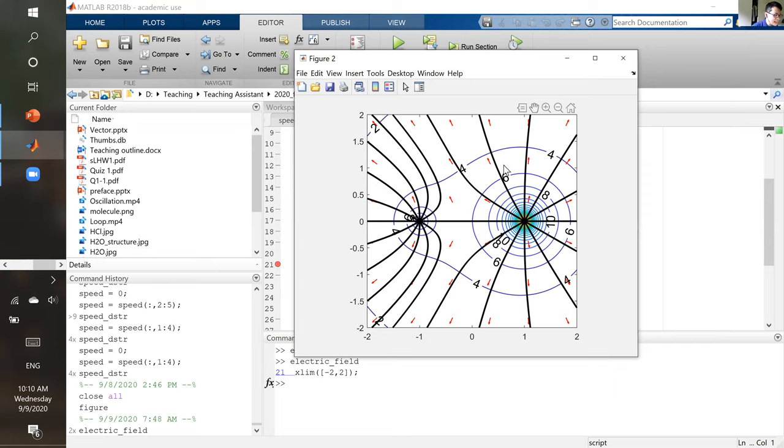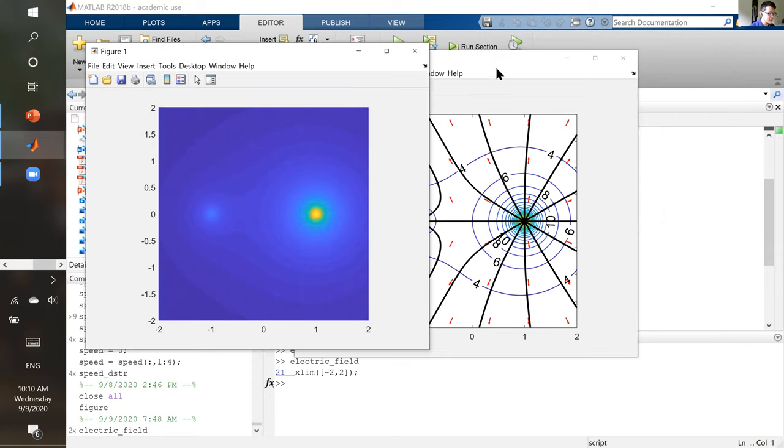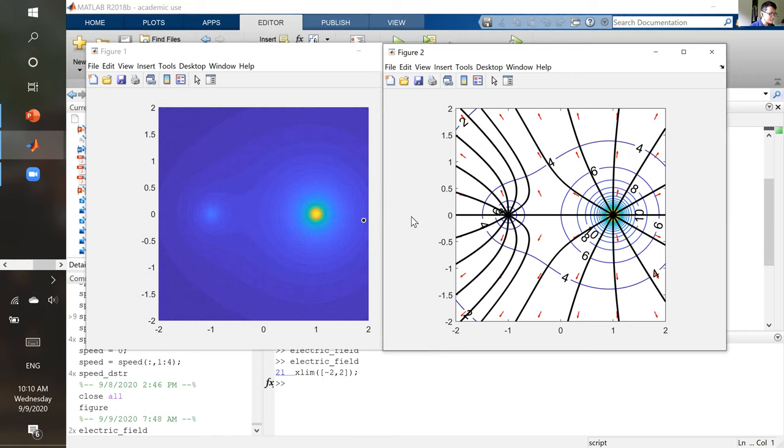That means the electric field is the gradient of the potential. And if we use the potential to do the integral, then we'll get the electric field. So this is the idea. If we have two charges, how does the electric field look like? How does the electric potential look like? Go back here, so you see, they are similar. Okay, so this is what I'm going to talk about today.